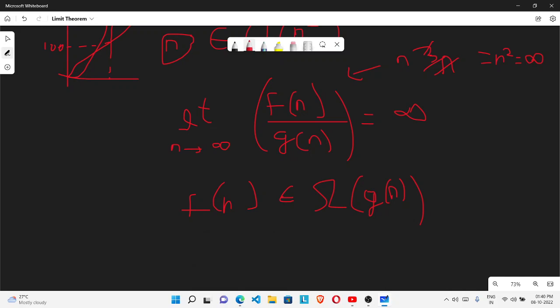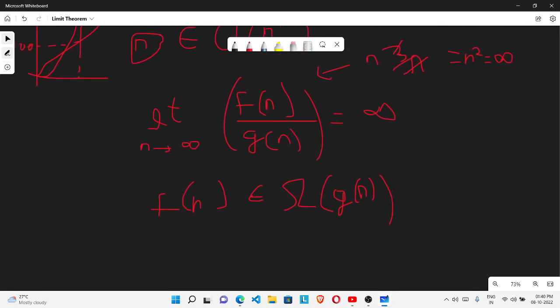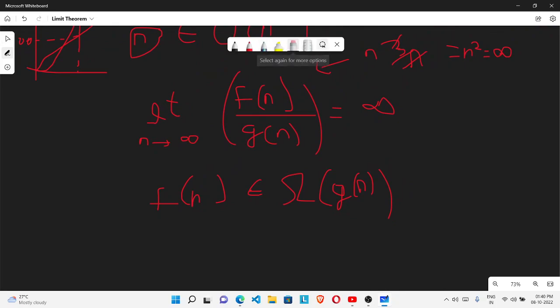It belongs to the best case of g of n. Alright, now let's say it was reversed. So n by n square becomes 1 by n square, which becomes 1 by infinity, which is 0. So if the limit of f of n by g of n as n tends to infinity becomes 0, then we write f of n belongs to worst case of g of n, or big O of g of n.